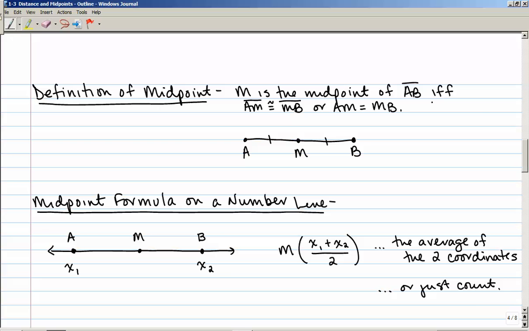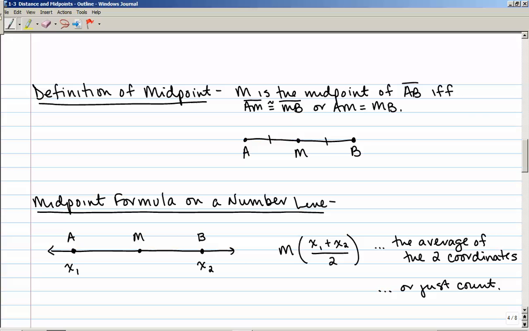IFF. This is if and only if. And we saw that in the last couple sections. I believe it was in the last section, where it means that it can go either way. So if M is the midpoint of AB, then AM is congruent to MB. Or I could say if AM is congruent to MB, then M is the midpoint of AB. So IFF is just a shortcut way of writing if and only if.